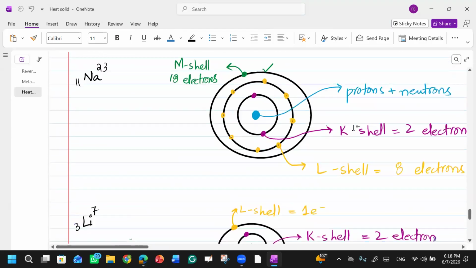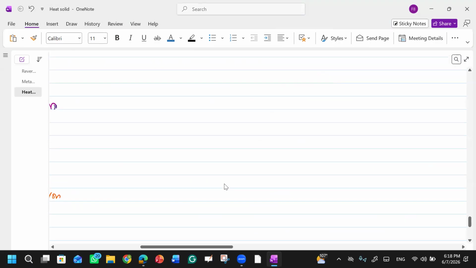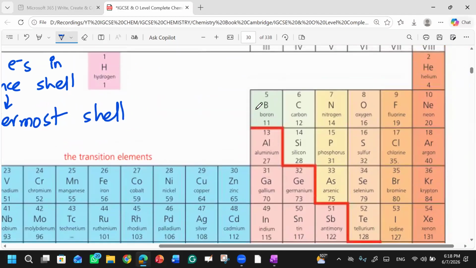These three have 1 electron in their valence shell, so this is the common thing in all of them. If we talk about group 1 elements, the valence shell will have 1 electron. If we talk about group 2 elements, how many electrons will be in the valence shell? 2 electrons. What about group 3? In its valence shell there will be 3 electrons.